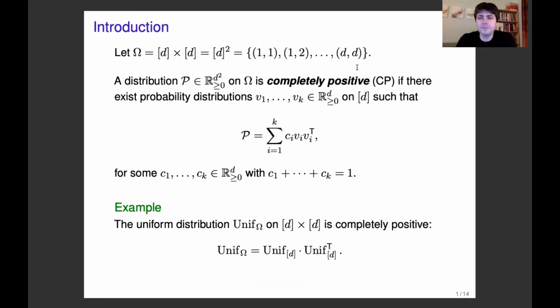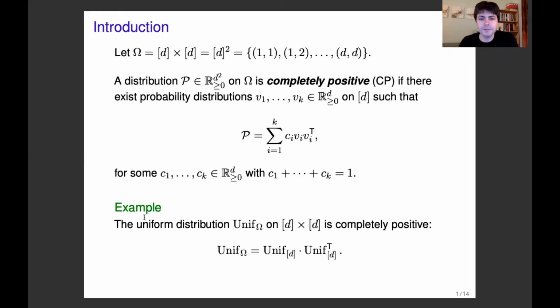We will consider distributions over the universe omega, defined as the d by d grid, which consists of all pairs of numbers from 1 to d, where d is some positive integer. We will think of distributions on omega as d by d matrices, where the ij entry of the matrix defines the probability of the pair ij. And we will say that a distribution P on omega is completely positive if it can be written as a convex combination of distributions of the form V times V transpose, where V is a distribution on [d], which we think of as a column vector in R^d.